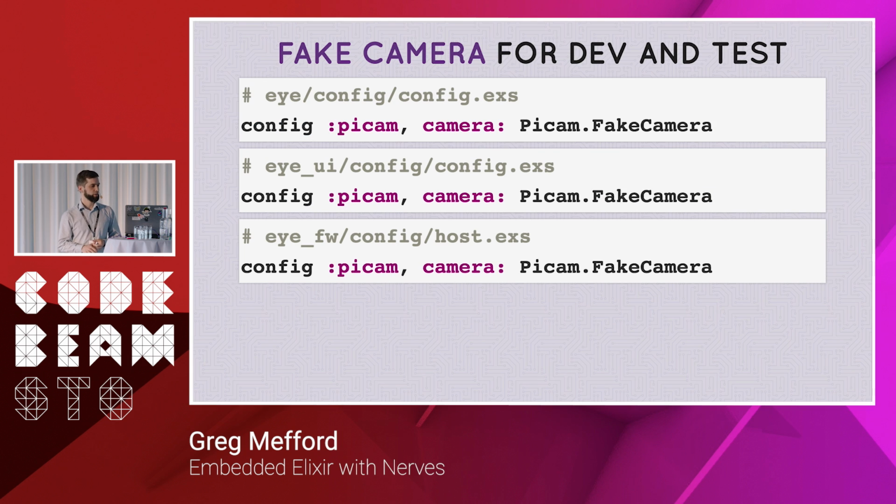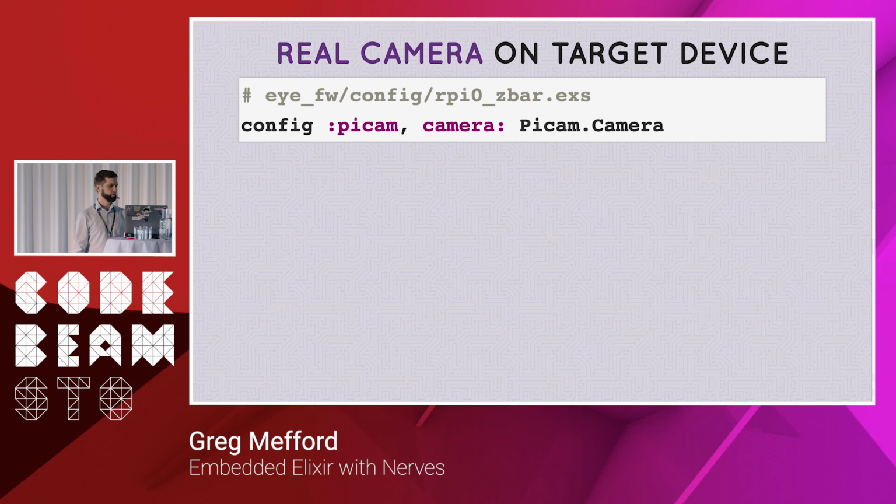And then speaking of config, an important thing here is that the eye application is configured to use a fake version of the camera. And then similarly, when you're running the eye UI application, you also want to use a fake camera because you're not on the device itself. And then if you're running the firmware application but on your laptop, which is the host target, we also use a fake camera. But then in the magical case where you're running the firmware on an actual Pi Zero, then we use the real camera module.